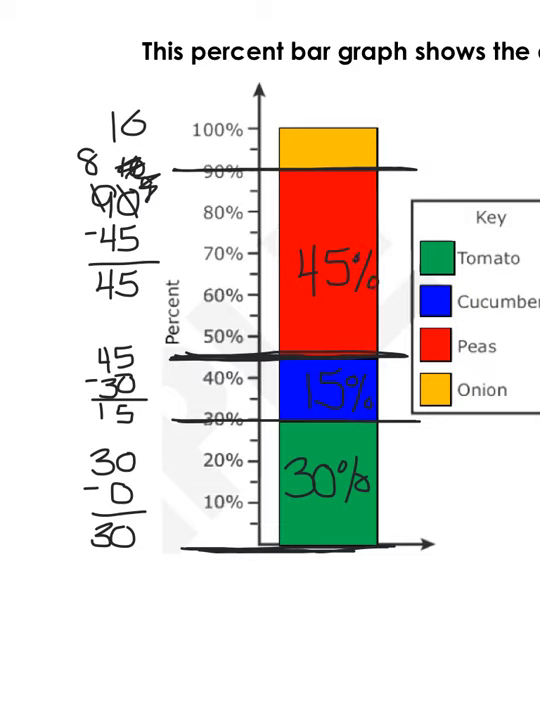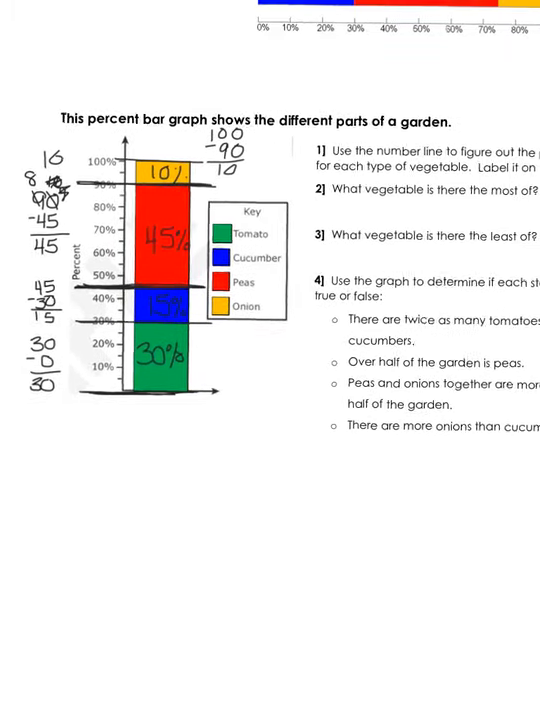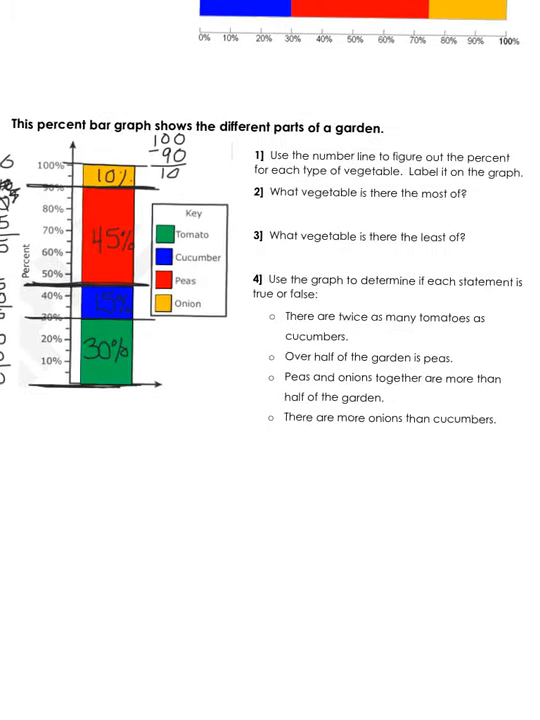Then the last part here, the onions, I see it starts at 90 and ends at 100. So I'm going to do 100 minus 90, which is 10. So this would be 10%. Now that I've figured out each section and the percent that it is, it's going to be way easier to answer all these questions just by finding all the percentages first.